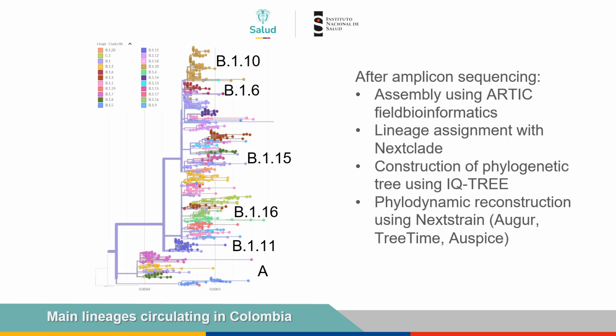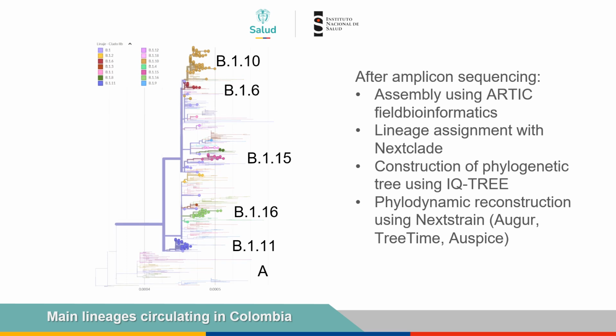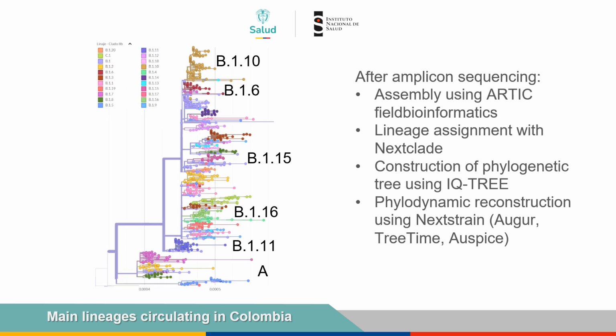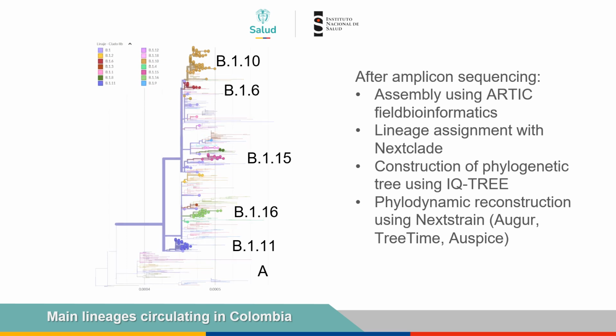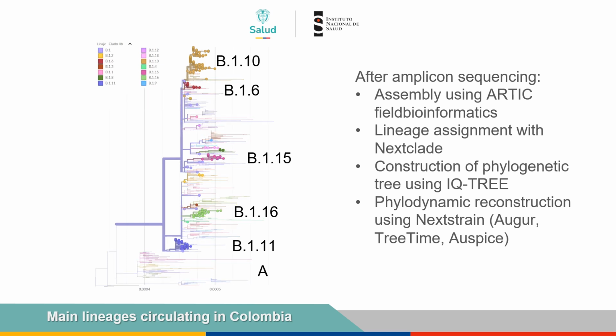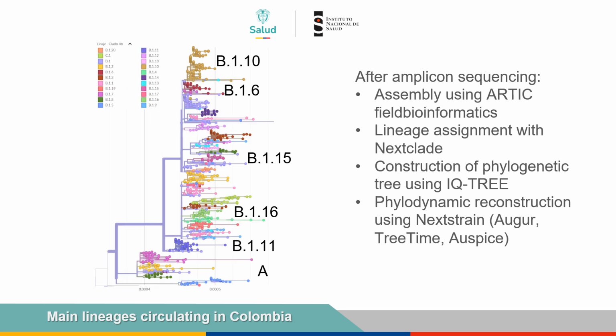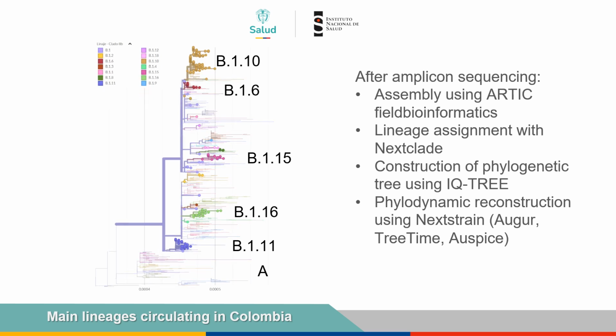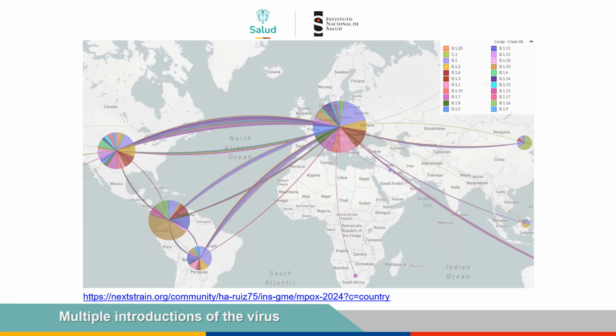After the amplicon sequencing and the assembly using the ARTIC field bioinformatics, the lineage was assigned using Nextclade and we reconstructed a phylogenetic tree using IQ-TREE with maximum likelihood methods. Also, we performed phylogenomic reconstructions using Nextstrain, and in these cases, we observed different lineages emerging and circulating in Colombia. Using the Nextstrain tools, we observed the transmission lines, which indicated different introductions of the virus to Colombia.